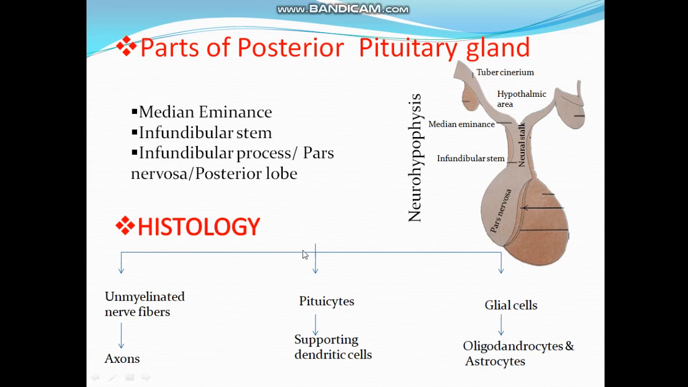Now come to the parts of the posterior pituitary gland. As we discussed earlier, it is made up of the median eminence, the infundibular stem, and the dilated part of the infundibular stem, the infundibular process or pars nervosa or posterior lobe, and combined it is called the neurohypophysis. Come to the histology of the posterior pituitary gland. As we discussed, the anterior pituitary gland was made up of three kinds of cells. The posterior pituitary gland is made up of two kinds of cells and axons.